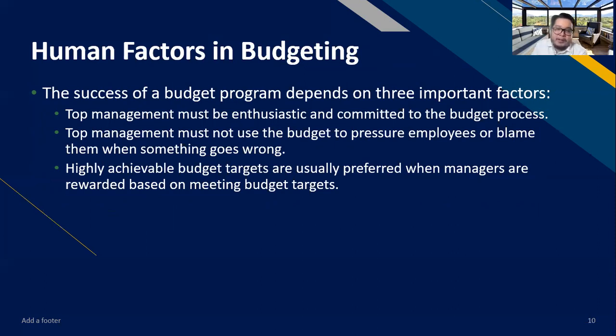Okay. Management should put enough importance into the budget process so that people on the ground will take it seriously. Now, if people on the ground don't see that top management are serious about budgets, then it gives them less confidence in the budgeting process, and they might not respect the budget if top management won't respect the budget. Okay? Second, top management must not use the budget to pressure employees or blame them when something goes wrong. Okay?